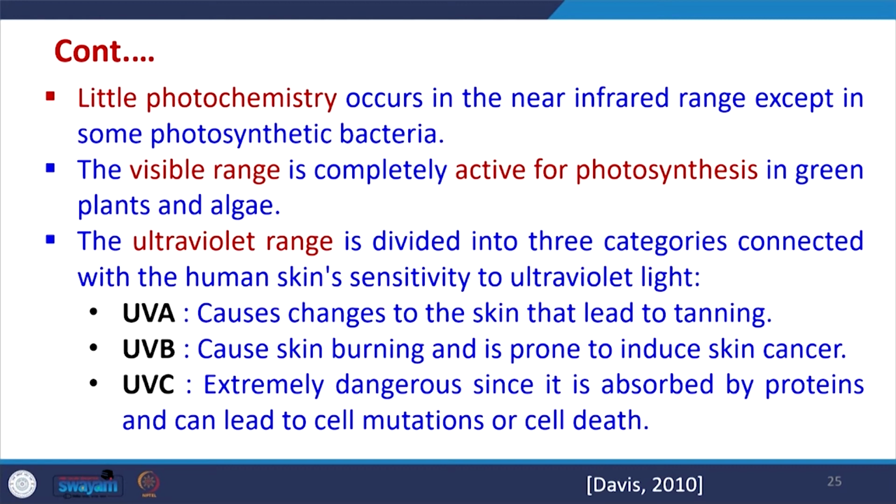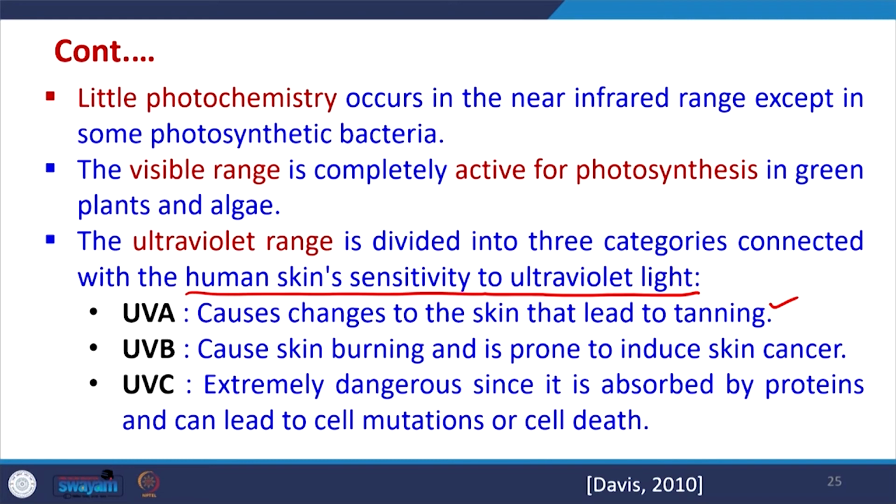The ultraviolet range has been divided into 3 categories connected with human skin sensitivity to ultraviolet light. This is called UVA, UVB, UVC. Now, UVA has lesser energy as compared to UVC. If UVA light is used, it will cause changes to the skin that may lead to tanning only. So, this is UVA.